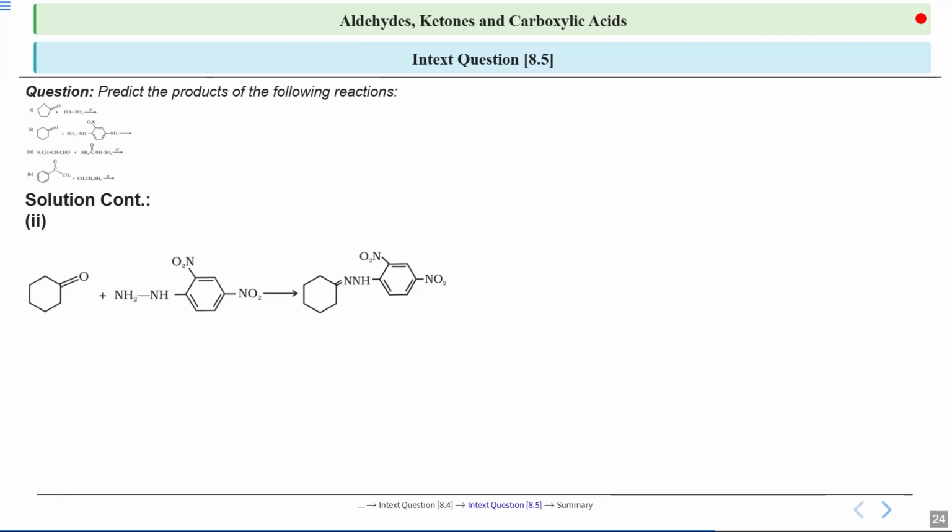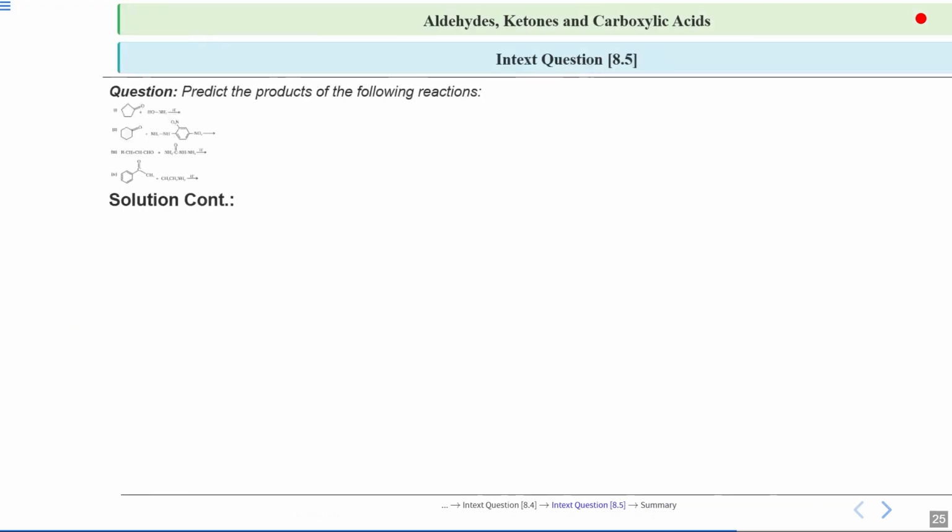Now for the next part. In this reaction, a Schiff base, which is a hydrazone derivative, is formed from cyclohexanone and ortho-para dinitrophenylhydrazine. The product you get in this case is 2,4-dinitrophenylhydrazone. We will see the mechanism of this reaction, how it is happening.